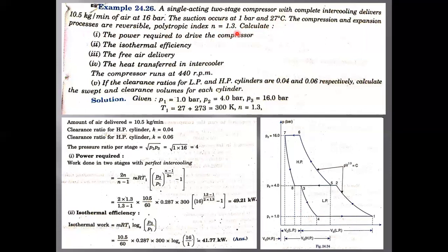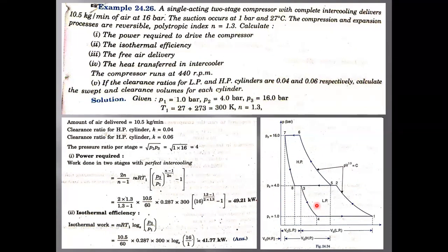And the clearance ratios for the low pressure and high pressure cylinders are given, okay, different for different cylinders. What is clearance ratio? Nothing but clearance volume by swept volume. That ratio is 0.04 for the low pressure cylinder, and for the high pressure cylinder it is 0.06. So just keep this in mind. Okay, calculate the swept and clearance volumes for each cylinder.